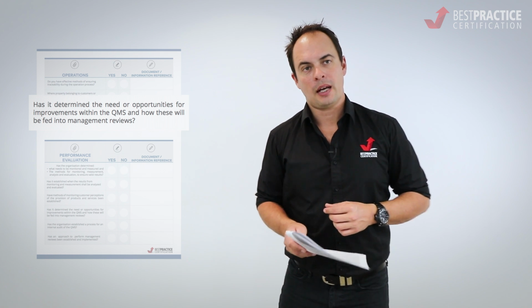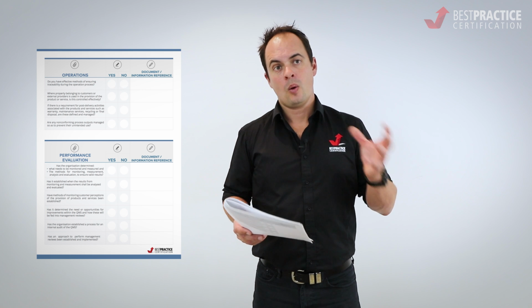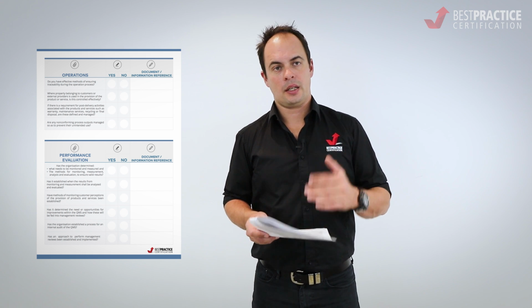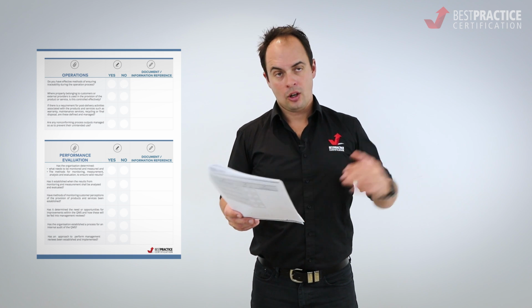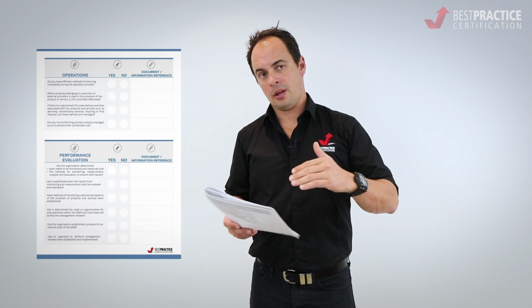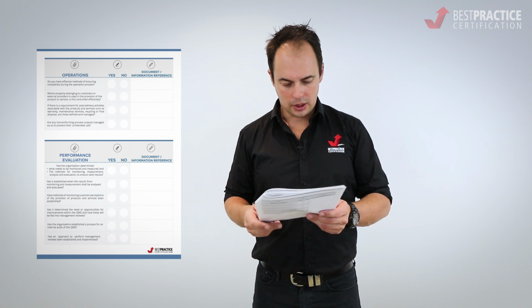So has it determined the need or opportunities for improvements with the quality system, and how these will feed into management reviews? Now this is the first time we've started to talk about management review. Management review, that's that quarterly meeting that our executive get together here at Best Practice. So are you meeting with your executive quarterly to reset, readjust, check in on your business plan? Now your quality management system, that's the system you use to implement your business plan. When are you doing that executive catch-up, that executive summary, looking at the numbers and making those changes? So that's where we feed opportunities for improvement into our management reviews, prioritize, make decisions and say, right, this is the plan for the next quarter.